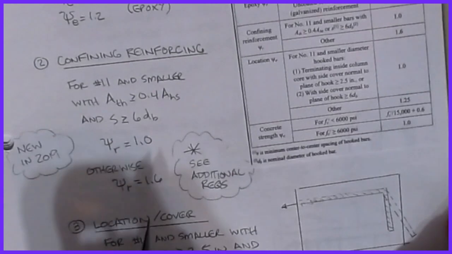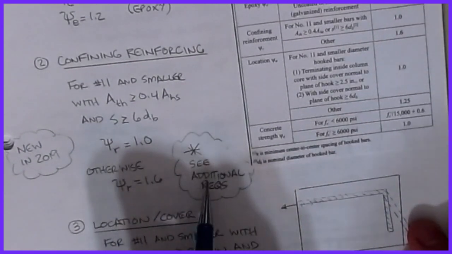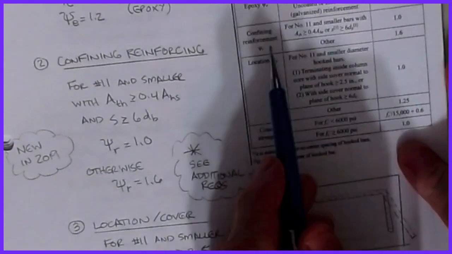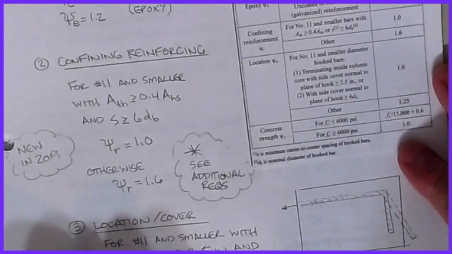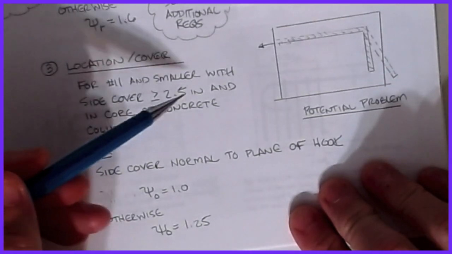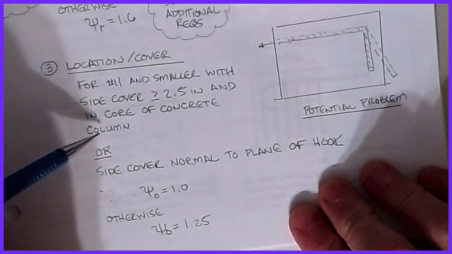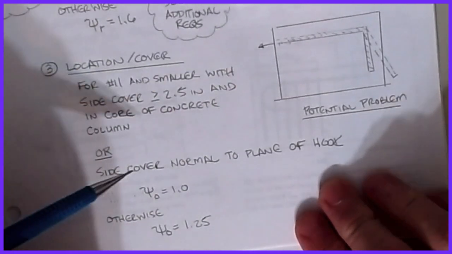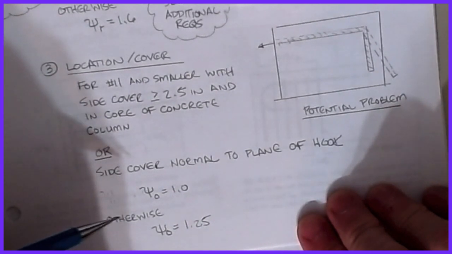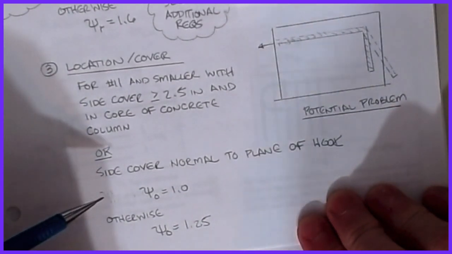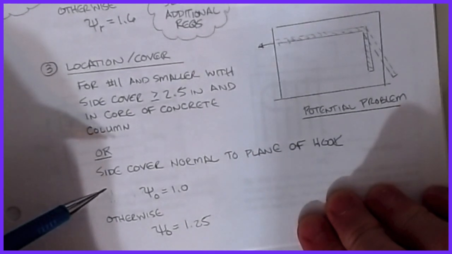Okay, and there are some additional requirements that you'll want to make sure that you look at and make yourself familiar with. But that's this parameter here, this confining reinforcement. Okay. There is the location and the cover, for a number 11 and smaller bar with side cover greater than 2.5 inches and in the core of a concrete column, or side cover normal to the plane of the hook. Okay. Let's see. This is my psi O value. Where is my psi O on this table?